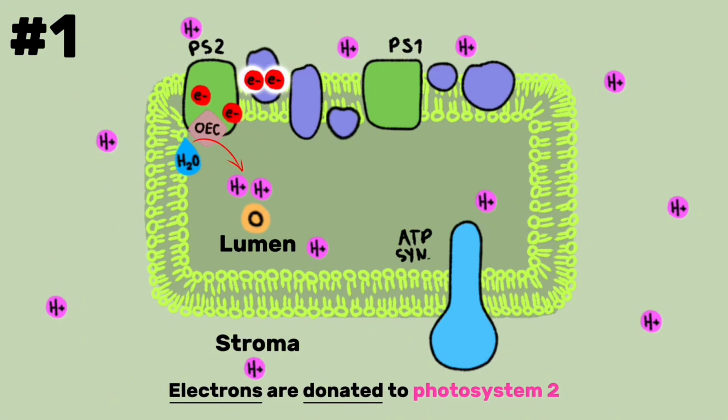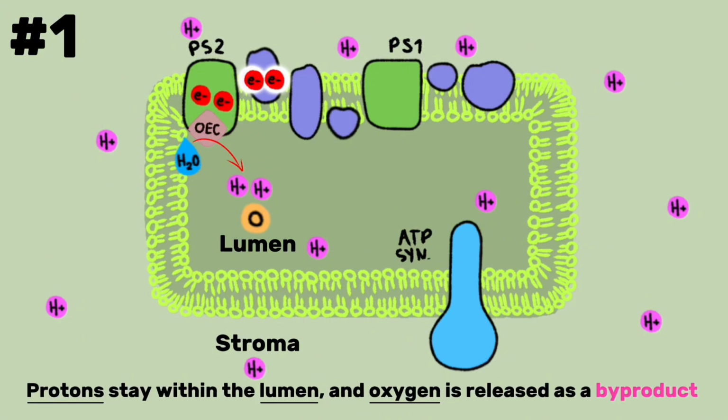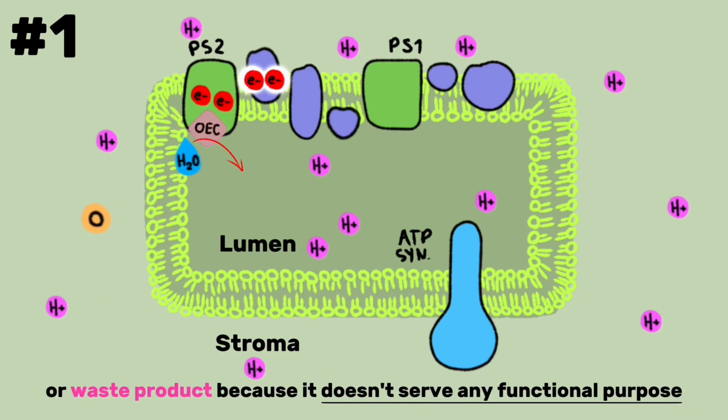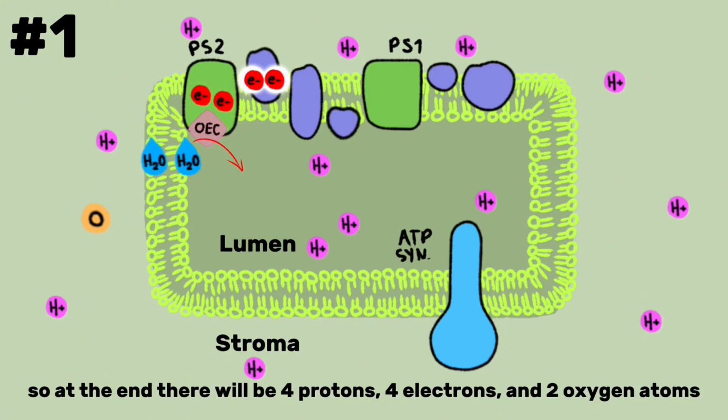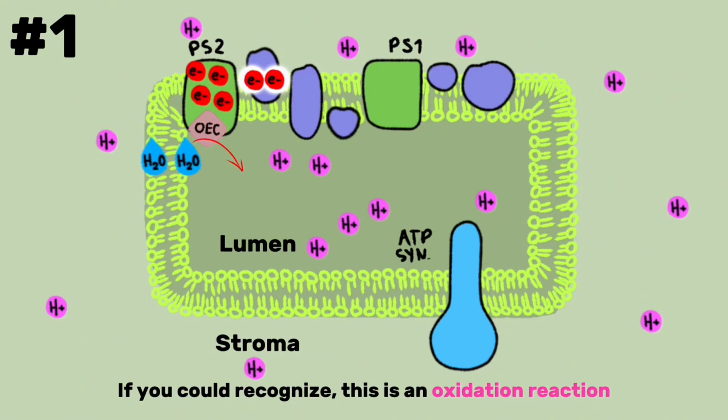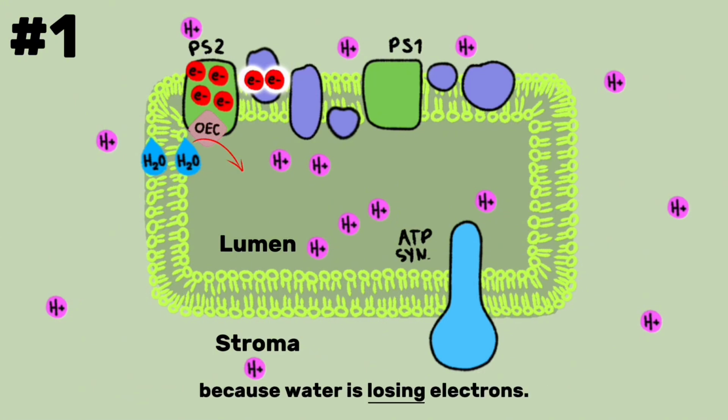Electrons are donated to photosystem 2. Protons stay within the lumen, and oxygen is released as a byproduct, or waste product, because it doesn't serve any functional purpose for the plant. The OEC actually splits 2 water molecules at a time, so at the end there will be 4 protons, 4 electrons, and 2 oxygen atoms. If you could recognize, this is an oxidation reaction because water is losing electrons.